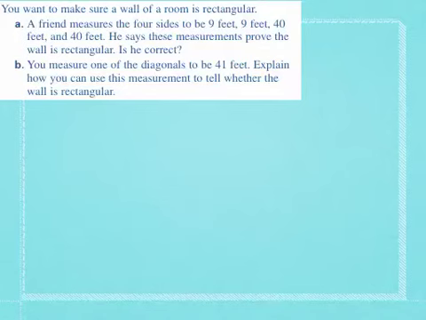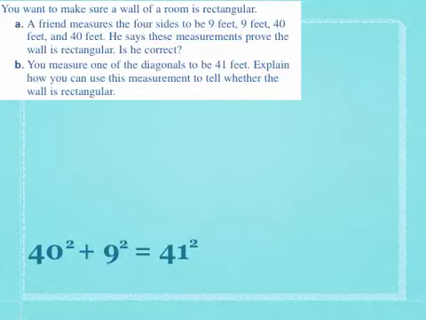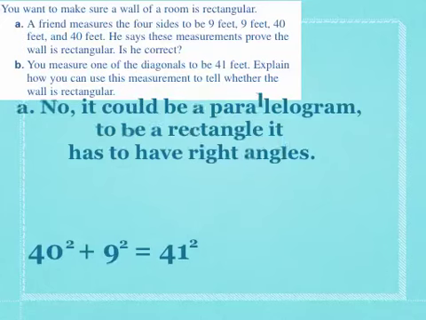We do not have enough information because if you remember, the definition of a rectangle is that you have four right angles. And just telling me that the side lengths are 9, 9, 40, and 40, it does tell me that it could be a parallelogram, but it does not tell me that it has to have a right angle. So we can say, no, it could be a parallelogram. To be a rectangle, it has to have right angles.